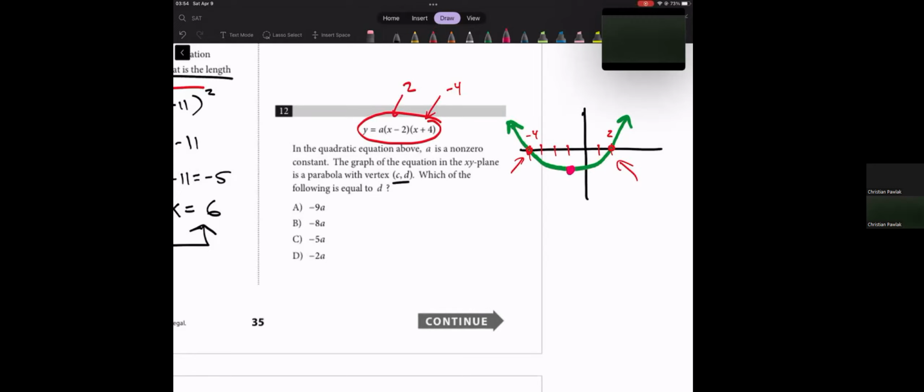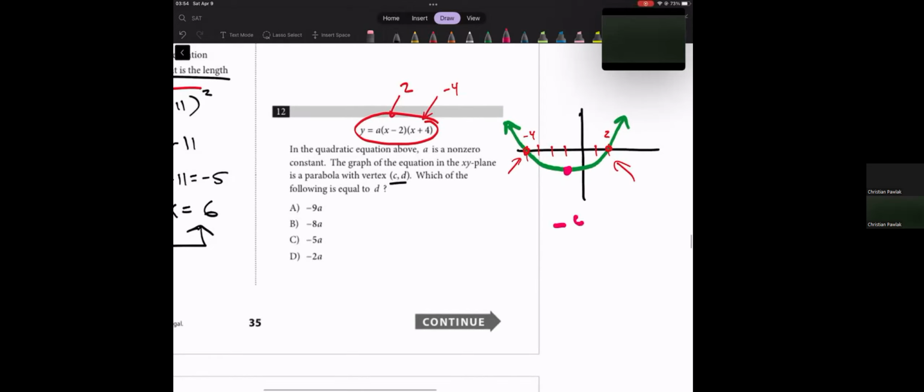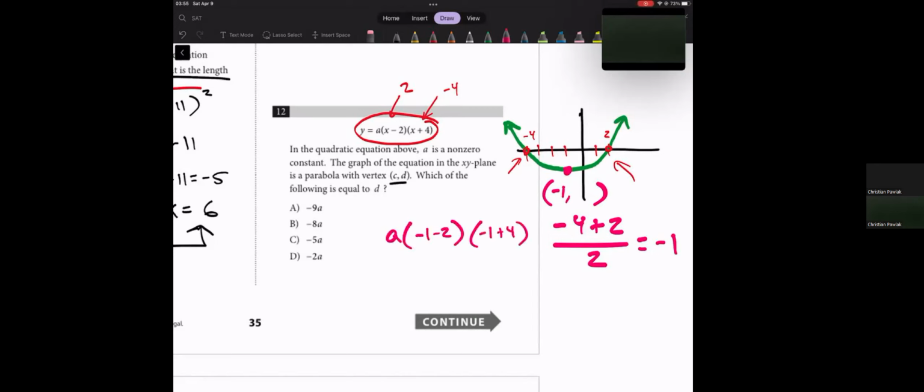So what is the halfway point between -4 and 2? I take -4, I take 2, and I average them, add them up and divide by 2. That gives me -1. So I know the x value is -1. So what's the y value? The y value is what I'm going to get once I plug in -1 for x. So I'm going to take -1 minus 2, -1 plus 4. That's going to give me a times -3 times 3, which is -9a.